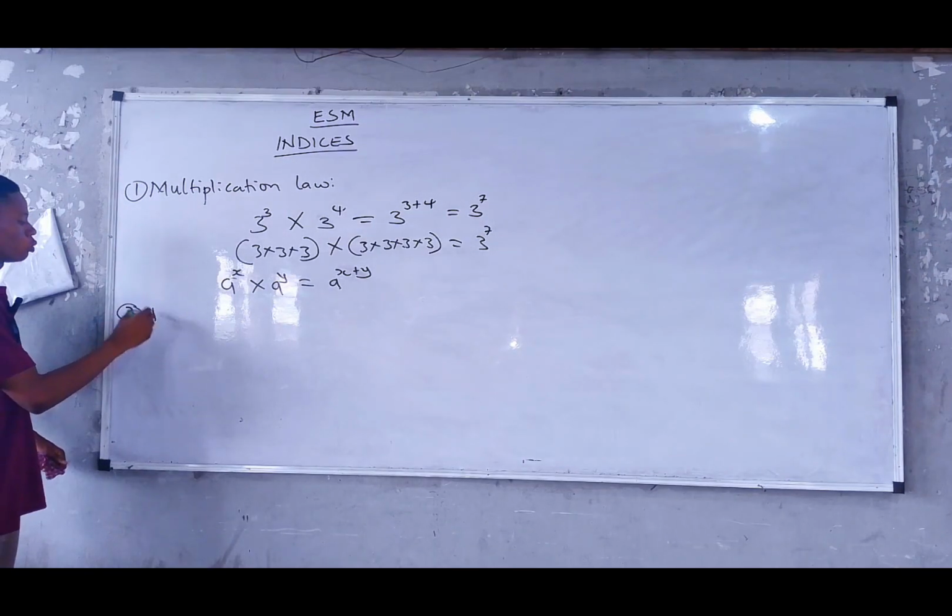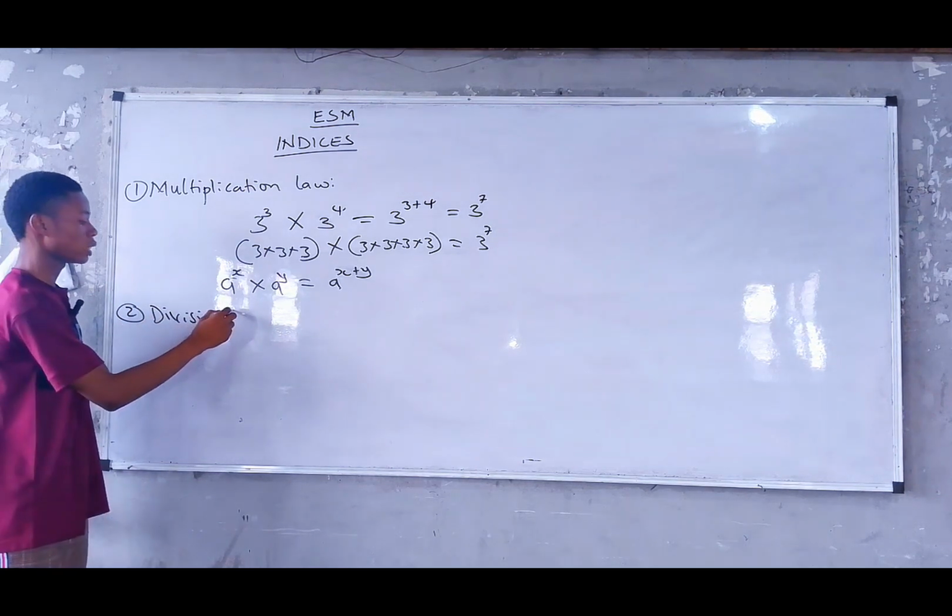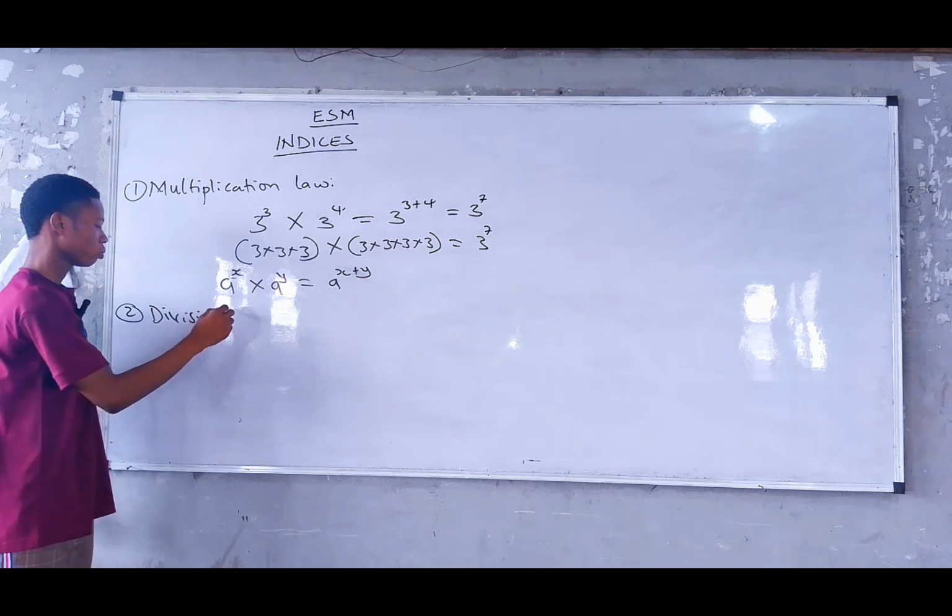Second one, division law. They are actually 8. We'll look at the 8, then we start solving exercises. I'll solve one, you solve one for me.